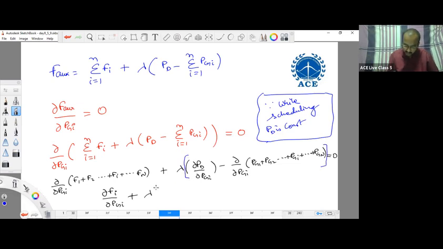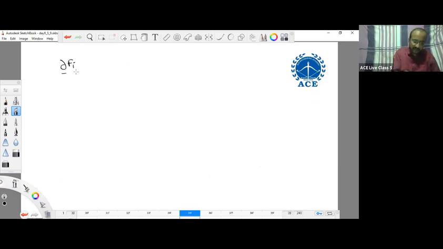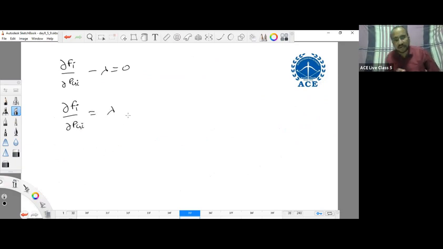Okay, the differentiation of a constant is 0. Minus, here also the same, ∂PGi/∂PGi is the only term involved. The remaining terms are equated to 0. So ∂Fi/∂PGi plus lambda into ∂PG/∂PGi, which is 1. So what do you get here? ∂Fi/∂PGi minus lambda is equal to 0. So ∂Fi/∂PGi is equal to lambda.